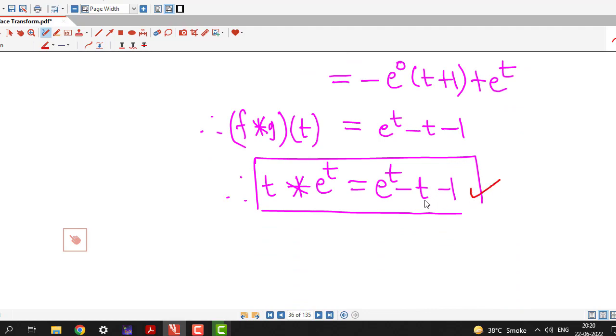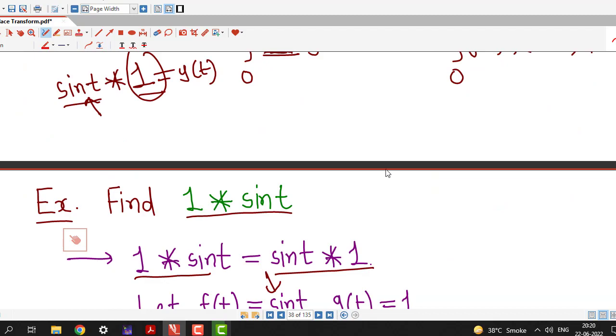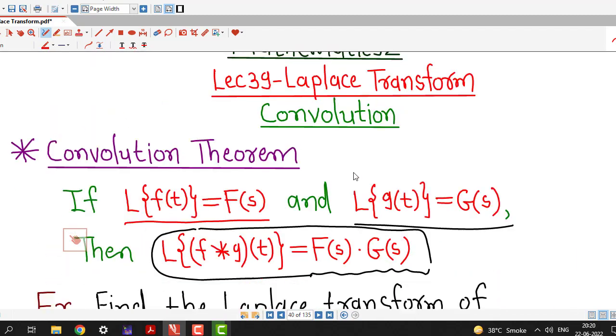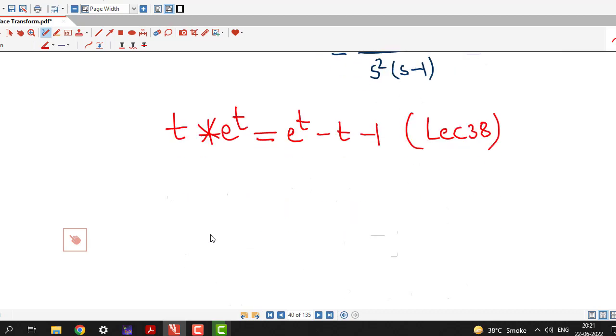It is e raised to t minus 1, e raised to t minus 1, that we substitute here, and we check whether this is correct or not. This we have obtained. If you have not seen lecture number 38, then you can see lecture number 38. We have obtained this convolution using the definition of convolution, and we are interested in the Laplace transform of t star e raised to t.